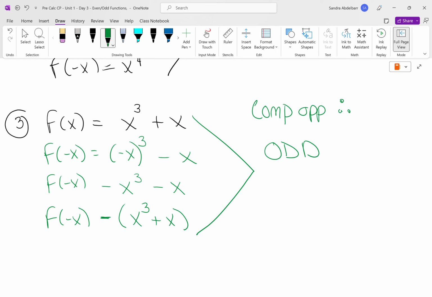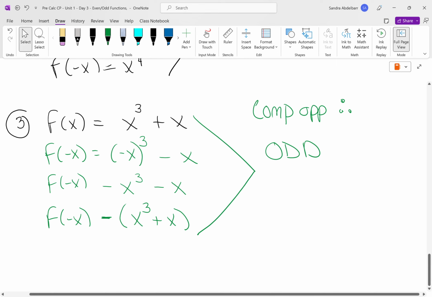We didn't show that last step. If you did this on a quiz or something, I wouldn't take points off. I just need you to recognize that this is the complete opposite of that. As long as you recognize that, you're good. If you need to go that extra step to realize it, then you should.